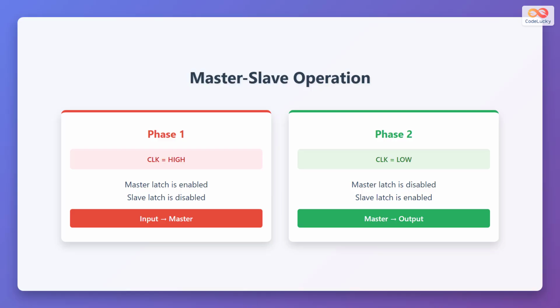Let's examine how the master-slave operation works in two phases. During phase 1, when the clock is high, the master latch is enabled while the slave latch is disabled. This means the input is passed to the master latch. In phase 2, when the clock is low, the master latch is disabled and the slave latch is enabled, and the data from the master latch is then passed to the final output.